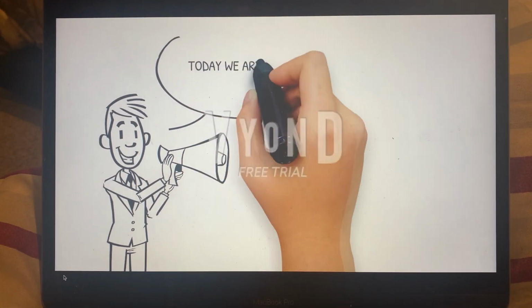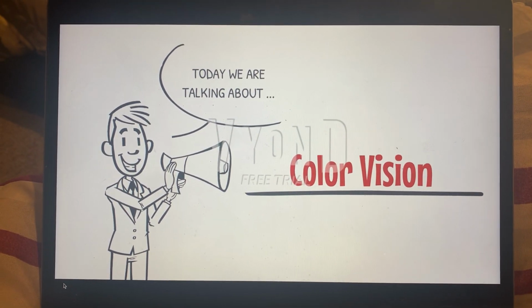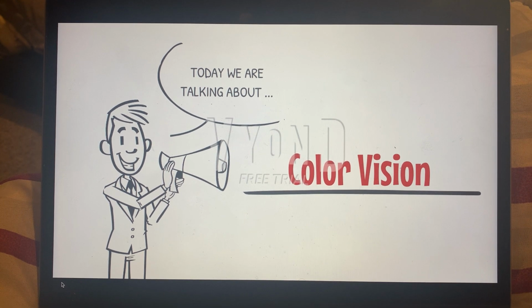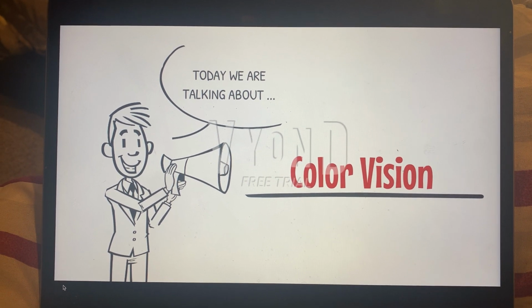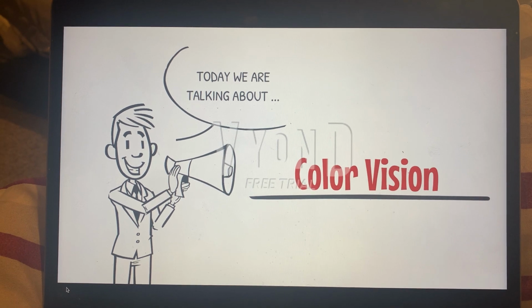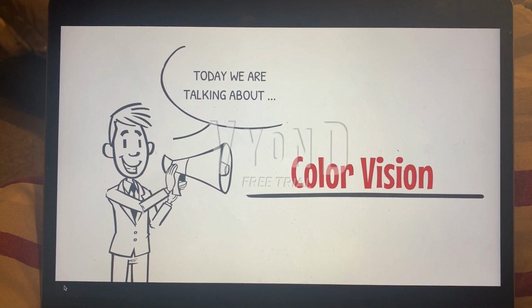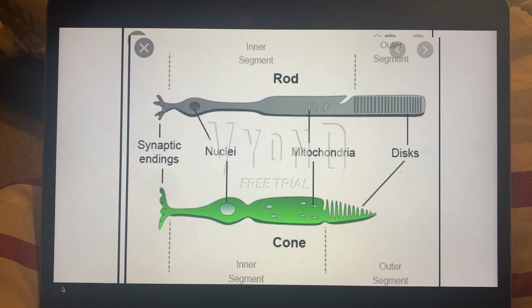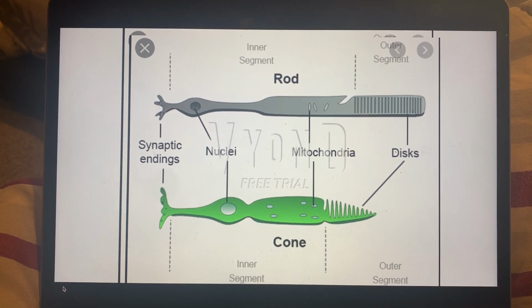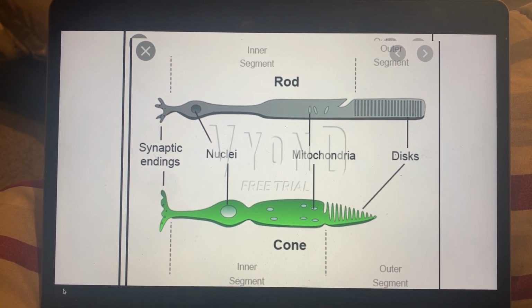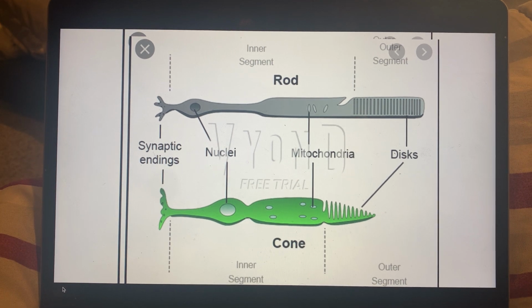Hello again, and in this video, I'm going to be talking about color vision. Before I get into color vision, I just briefly want to go over photoreceptor cells and the two main types we have. Firstly, we have rods. Rods are monochromatic, which means one color type of cells, and they're mainly for night vision. They're a lot more abundant.